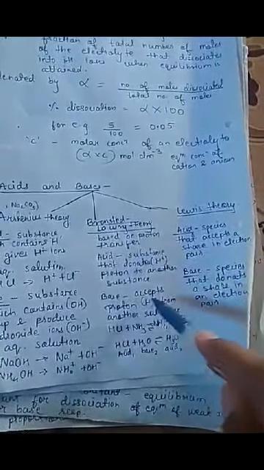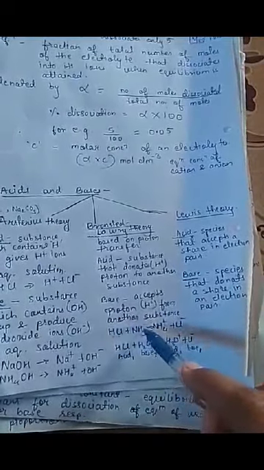Acids are the substances which donate H+, that is the proton, to another substance. So acids are proton donors. A base is a substance which accepts the proton, that is H+, from another substance. So take HCl plus NH3. Here HCl gives its H+ ion, that is a proton, to NH3. So HCl is an acid because it is donating the proton, and NH3 is accepting the proton from HCl, so ammonia is a base.